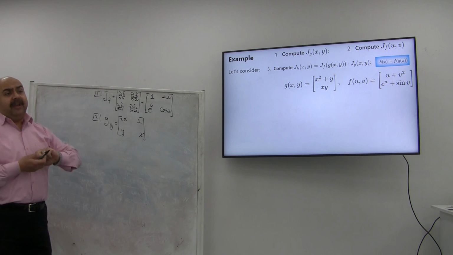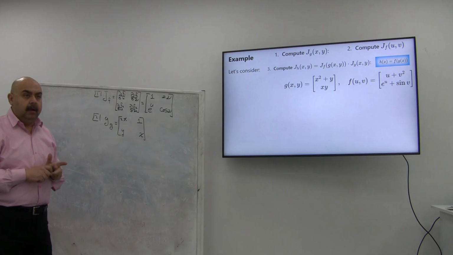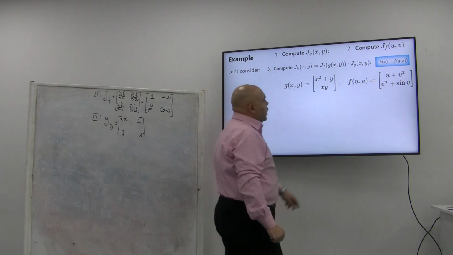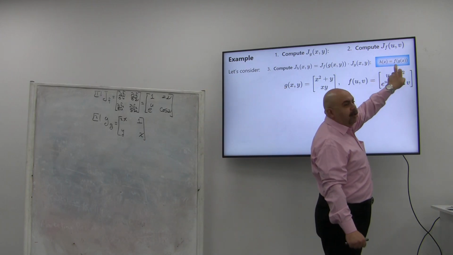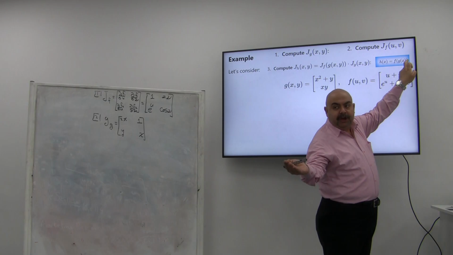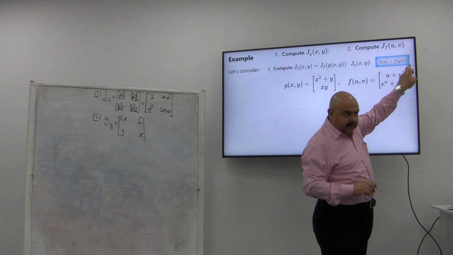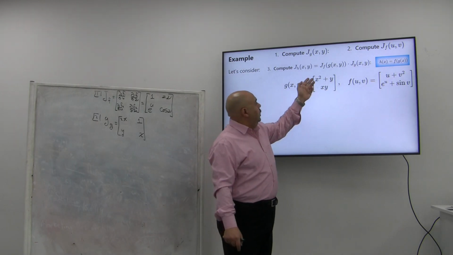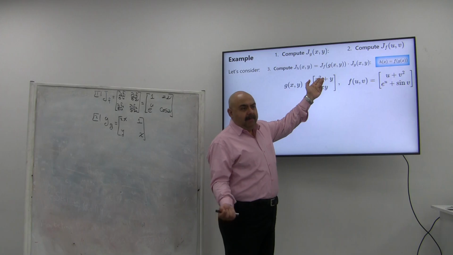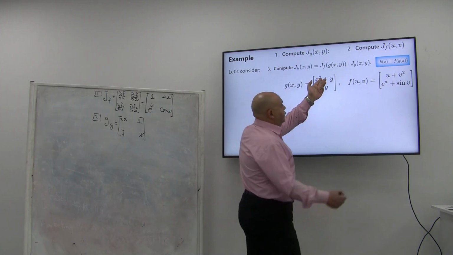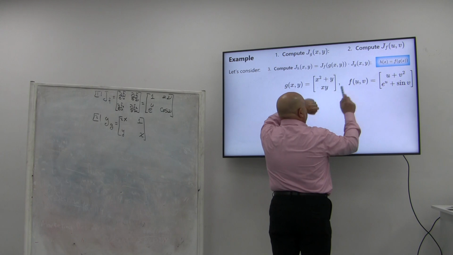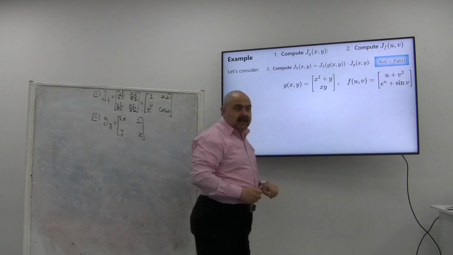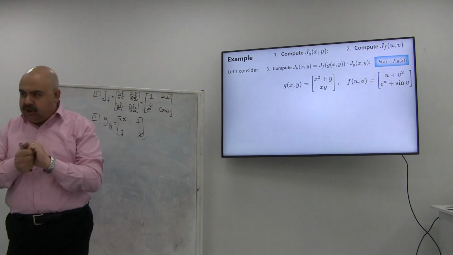Now I will have to find the link between them. Remember, once more remember, that I'm getting the F of G of X. So the output of G is gonna be the input of F. Which means, what's the output of G? X squared plus Y, and XY. Which equals the input of F. Which means U equals X squared plus Y, and V equals XY. That's the link between them in the composition.